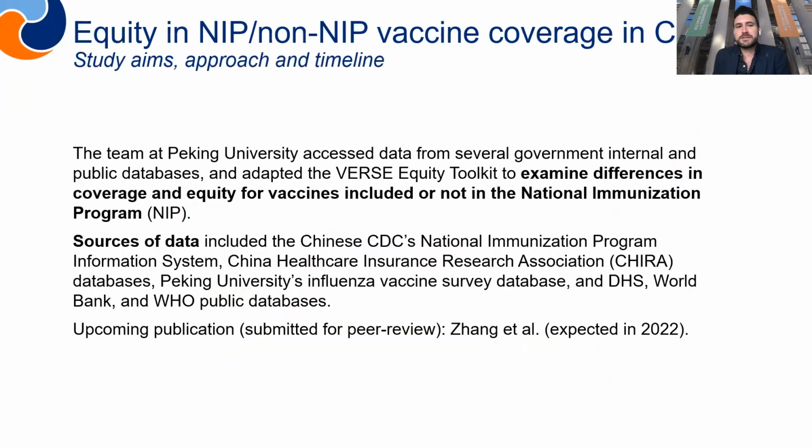And the team at Peking University has accessed data from several sources to examine differences in coverage and equity for vaccines included or not included in the National Immunization Program. The sources of data included data from the Chinese CDC and data compiled by Peking University on vaccine coverage at the local level.